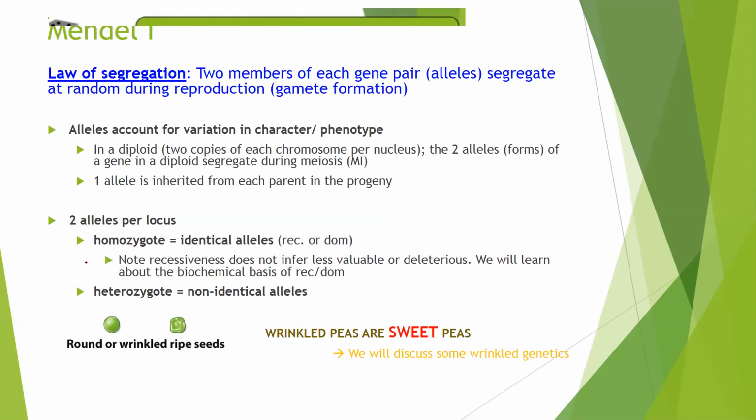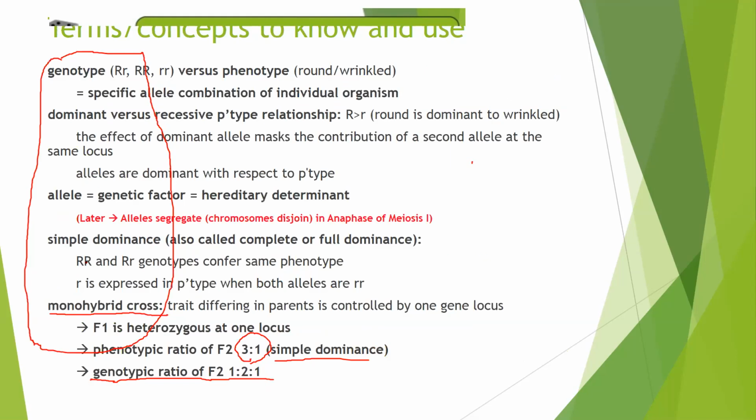Anytime we have a 3-to-1 phenotypic ratio, we call it simple dominance. If I understood correctly, you're talking about the 3-to-1 ratio, right? The 3-to-1 means there are two phenotypes. One is the dominant phenotype, and the other is the recessive phenotype, right?